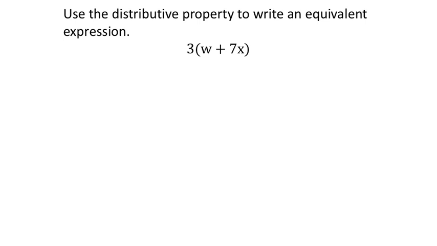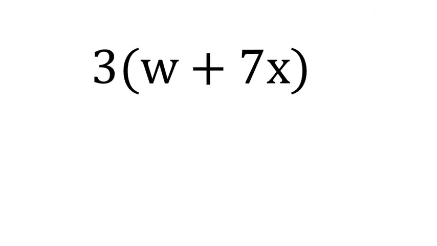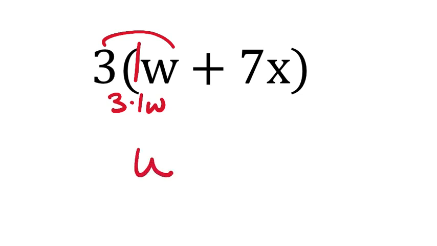So it says use the distributive property to write an equivalent expression. No problem. So let's start. I'm going to start by distributing this 3 to the w, and I'm even going to show that phantom 1 there. So that is going to be 3 times 1 w's. 3 groups of 1 w's. How many w's will that be? 3 of them.